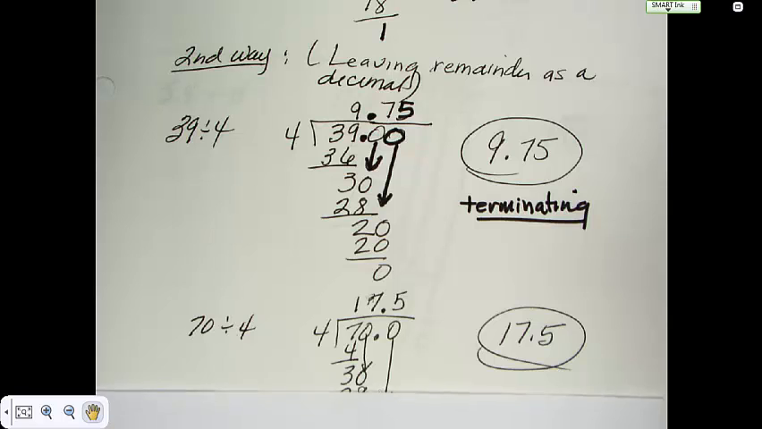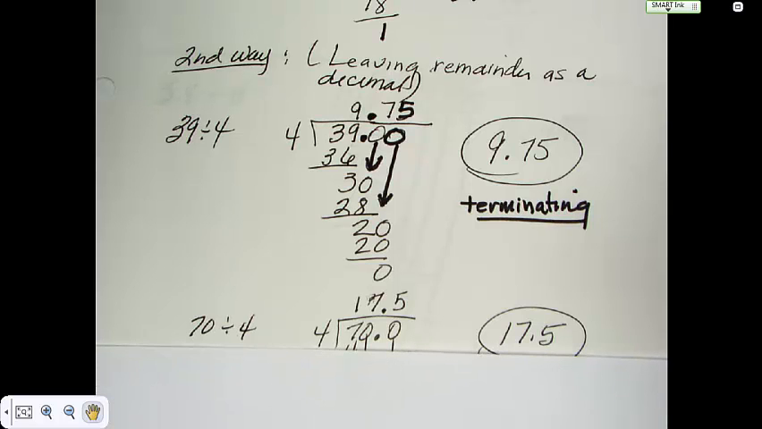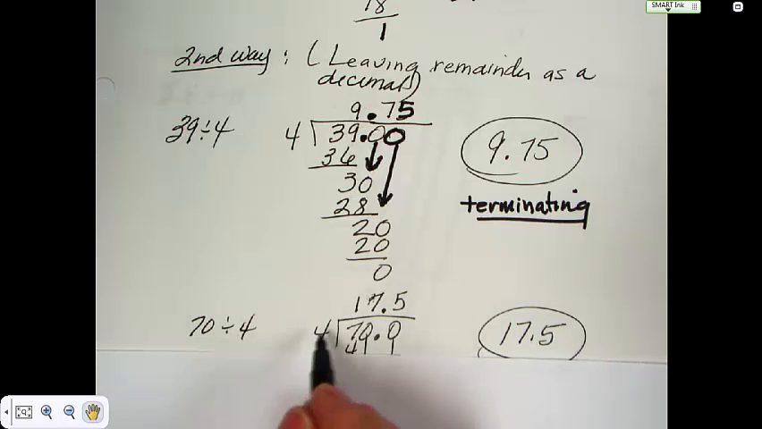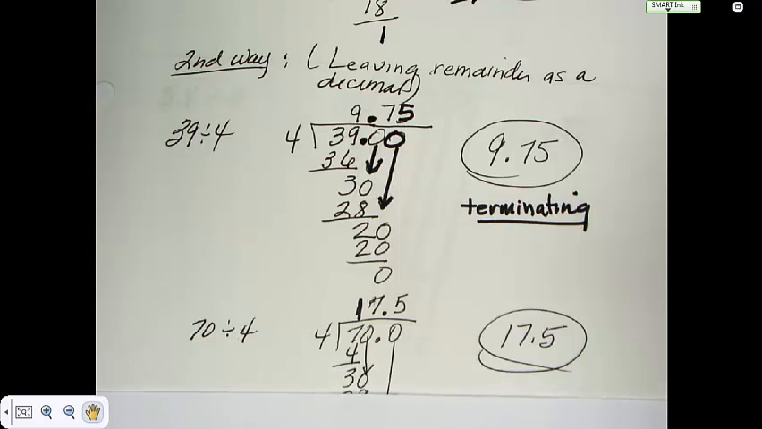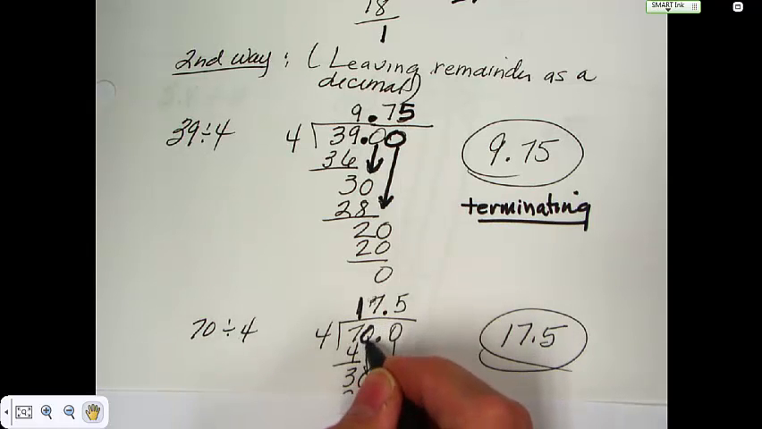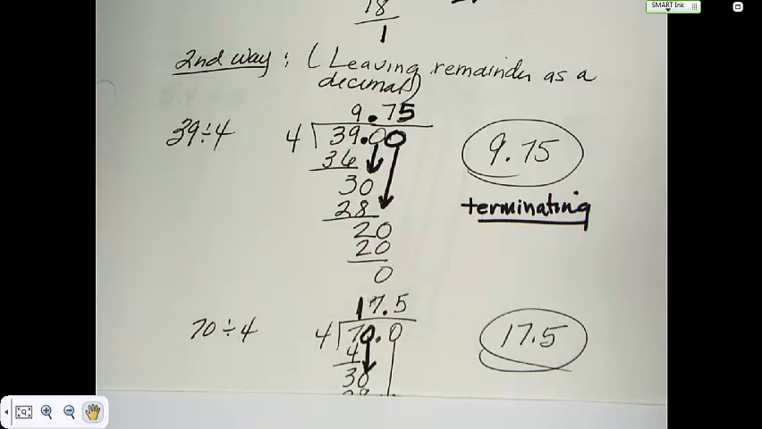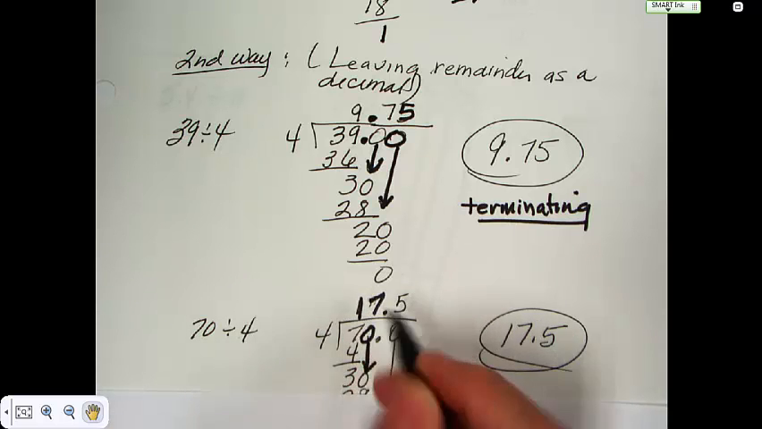Now here's another one. Okay? Looks a lot like it. It's 70 divided by 4. Again, you start out with 4 on the outside, 70 in the box. 4 goes into 7 one time. You write down your 4, you subtract. You end up with 3. You've got a 0 here, you bring it down.